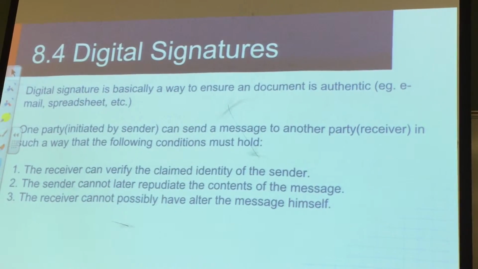Alright, I'm going to talk about digital signatures. The concept of digital signatures is basically the same thing as written signatures. So there are three main conditions to follow for digital signatures in computing.